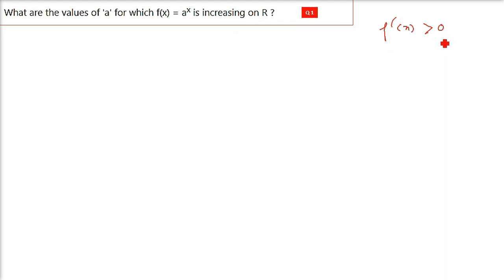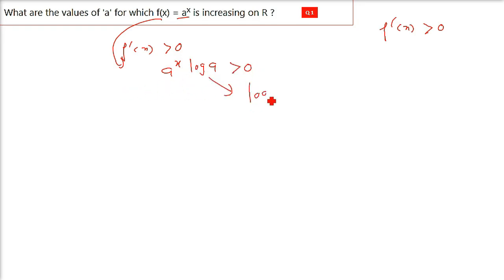f dash x, if it is greater than 0, it is increasing. f dash x, if it is less than 0, it is decreasing. So first thing we have to do is the differentiation. What will be the differentiation? It's very known to you. It is a raised x log a. Now this is increasing, that means it has to be greater than 0. This is the differentiation, this is the f dash x.